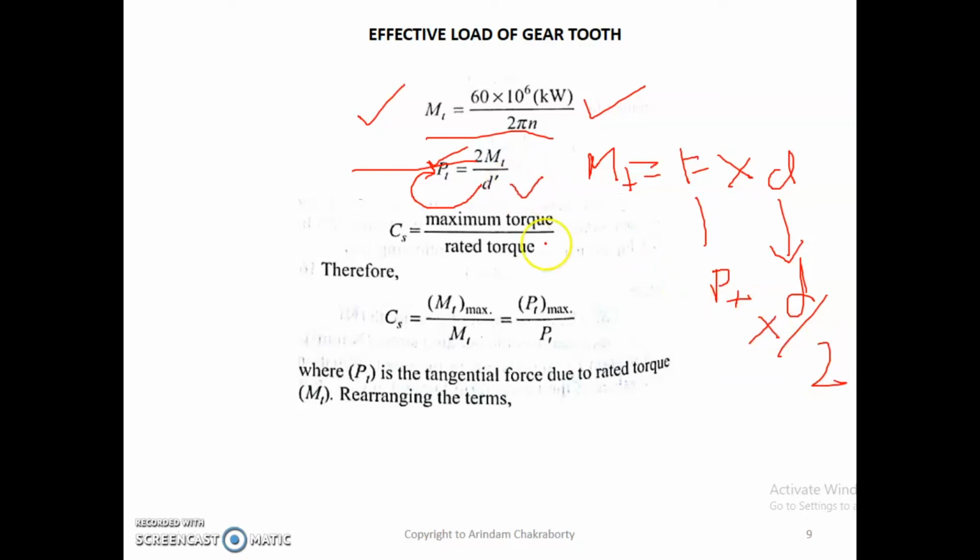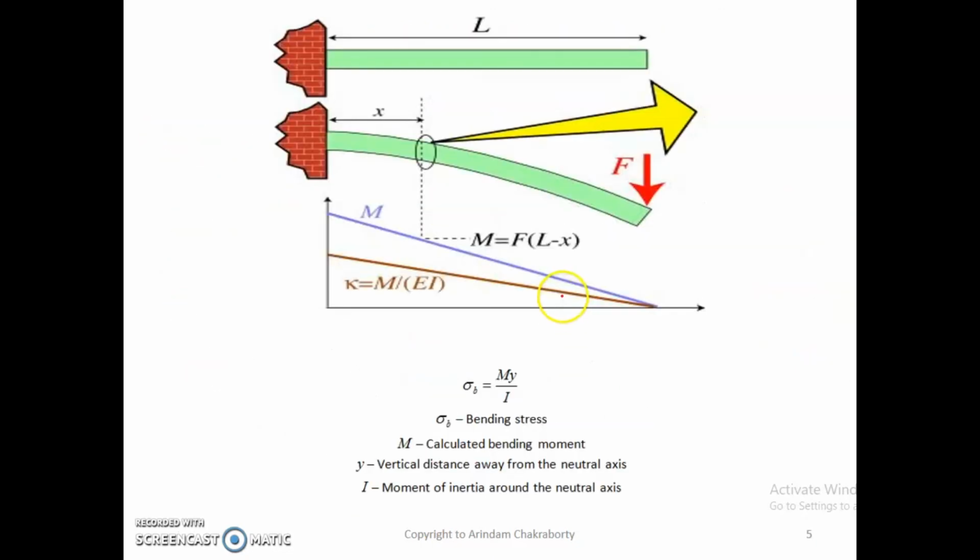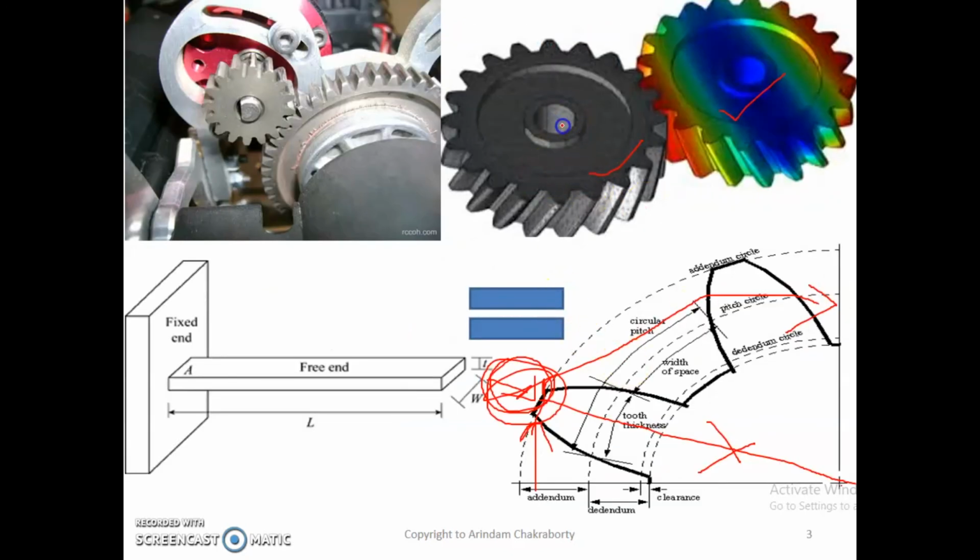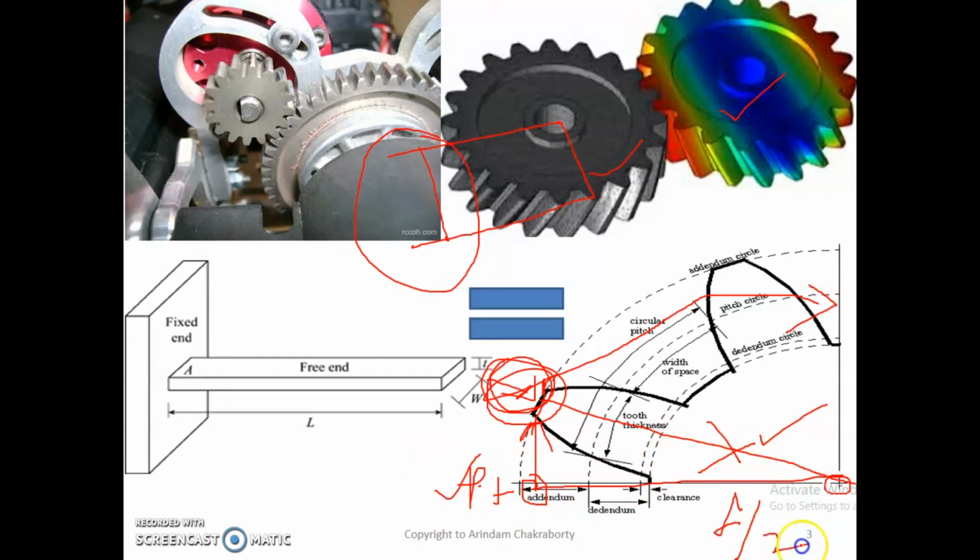How I have told you this one is d by 2. From this to this, it is d by 2, d dash by 2, or pitch line velocity is calculated with d by 2, and this is PT. So what I can do, I could find out the torque as PT into d by 2. After rearranging I could get this one.